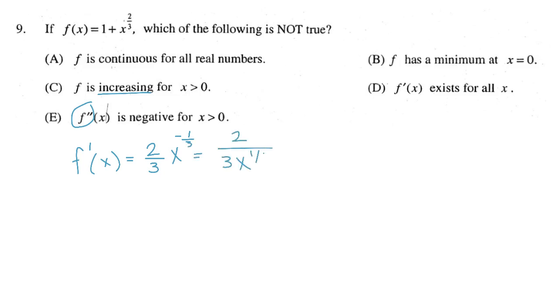3x to the 1/3. And then looking at all of our answer choices here, very quickly glance, look at answer choice D. f prime at x exists for all x. Well, that's not true. We see that x here cannot be 0. So very quickly we found the one that was not true.